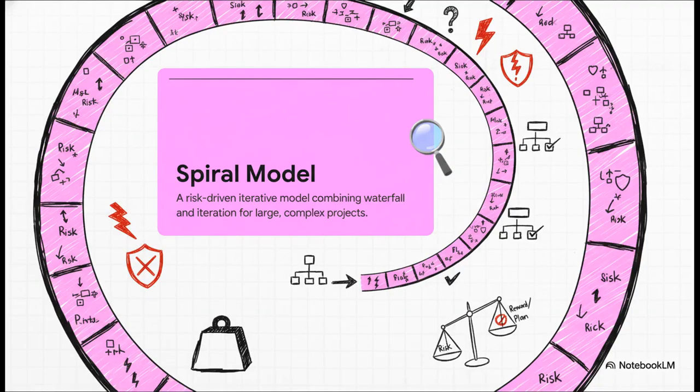Okay, now for the heavyweight champion of this category, the spiral model. This beast is designed for massive, complex, high-risk projects. Think NASA-level stuff. Its entire philosophy is built around one thing: risk management. With each loop of the spiral, the team's first job is to identify the single biggest thing that could go wrong, and then they build a prototype or a plan specifically to crush that risk before they move on.